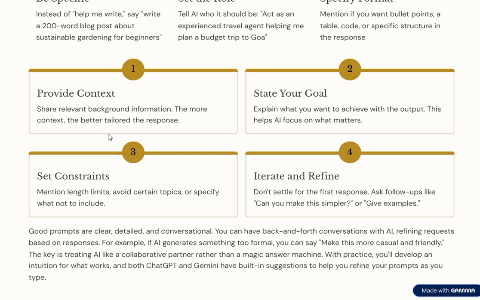Ladies and gentlemen, state your goal to artificial intelligence. Explain what you want to achieve with the output. This helps artificial intelligence focus on what matters. Another point is to set constraints. AI wants to do so many things, therefore try to mention length limits, avoid certain topics, or specify what not to include.